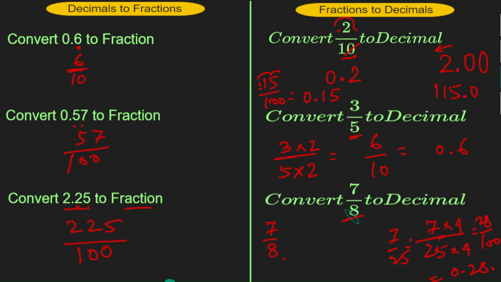So you should think that way: when it was 4, we multiplied by 25 to get 100, isn't it? So when it is 8, what number can we multiply to get 100? 12.5. But still it is a decimal number. So we can make it 1000 if we multiply it by 125. So you can multiply this by 125 in the numerator and in the denominator as well. Why? Because in the denominator you are going to get 1000, and whatever you see here, 875, that will come in your numerator.